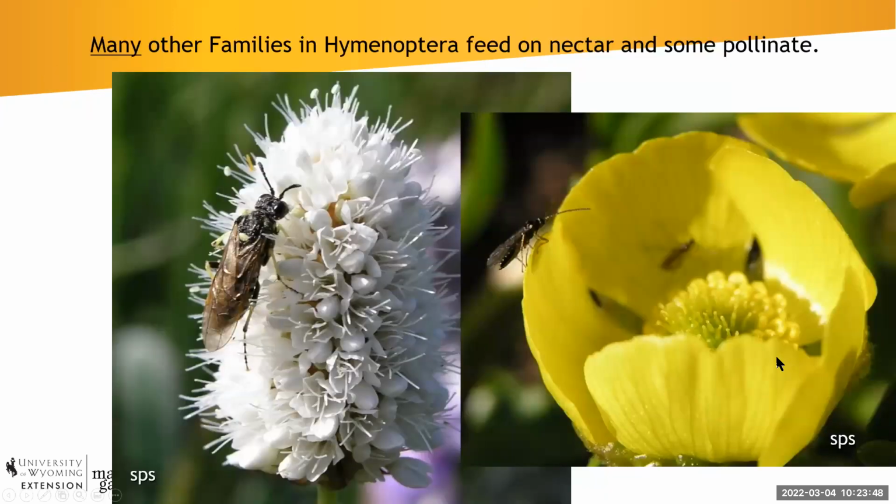But there are many other families within Hymenoptera that also feed on nectar and do some pollination. In this case, here is a sawfly visiting a bistort, and then this is a little tiny buttercup, a ranunculus, and it's got, I would say, I'm not that great on the really tiny Hymenoptera, but that's probably something in the superfamily Ichneumonoidea, and they are important for small flowers. They're also very important for controlling populations of other insects because of their life cycle.